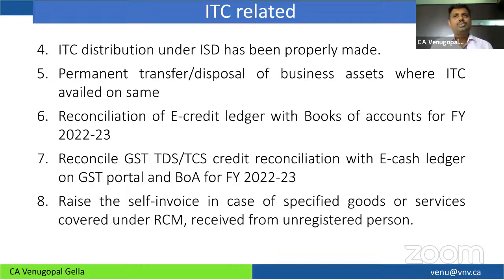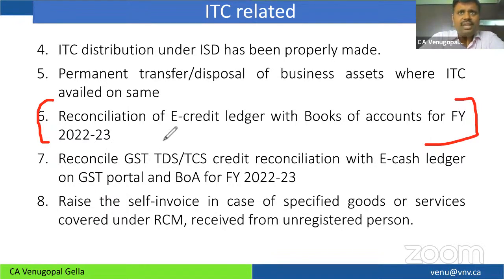If there is any disposal or transfer of the asset, the ITC can also be transferred by filing ITC 02. You need to find a way of reconciling books of accounts with the electronic credit ledger. I have sample accounting entries which will assist you in reconciling the electronic credit ledger, cash ledger, and liability ledger with the books. How you will reconcile, I have entries, I'll show you in a while.